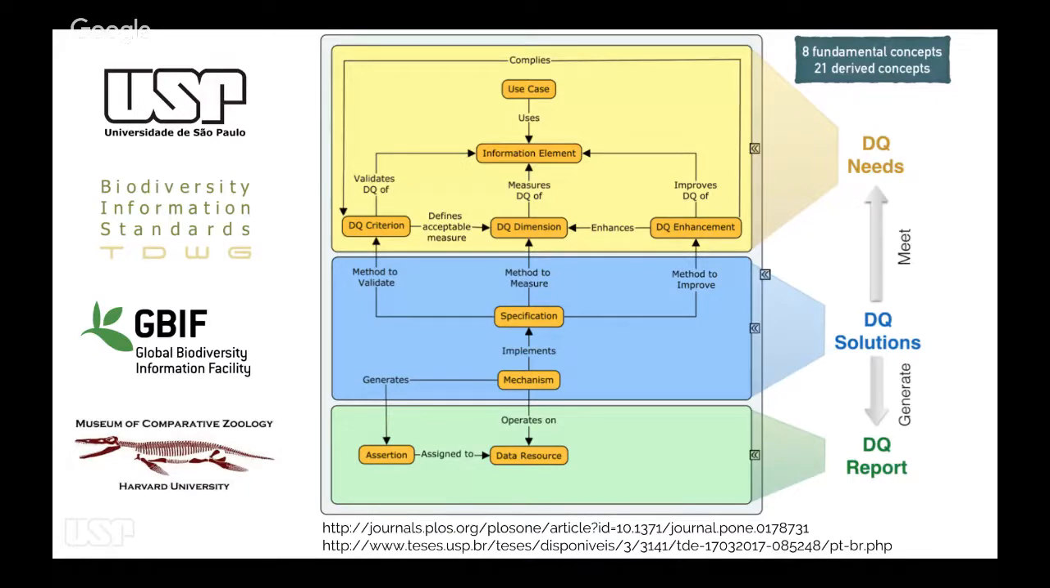So this conceptual framework, as a PhD thesis in computer engineering, was a very complex framework because it has a mathematical basis, a mathematical formalization of all the concepts. So if you get the thesis, you will see a lot of formulas. It has 8 fundamental concepts plus 21 derived concepts.